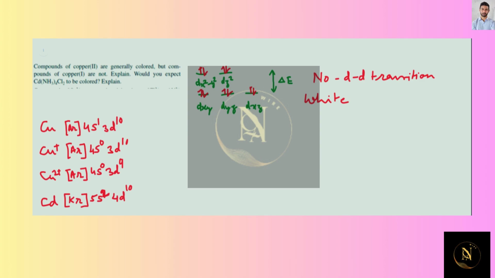In case of d10, the electronic configuration is the same as in the given example. There is no question of d-d transition because there is no place for the exciting electron to go, and that is why the whole white light is reflected by the substance, and all these complexes and their salts will be white in color.